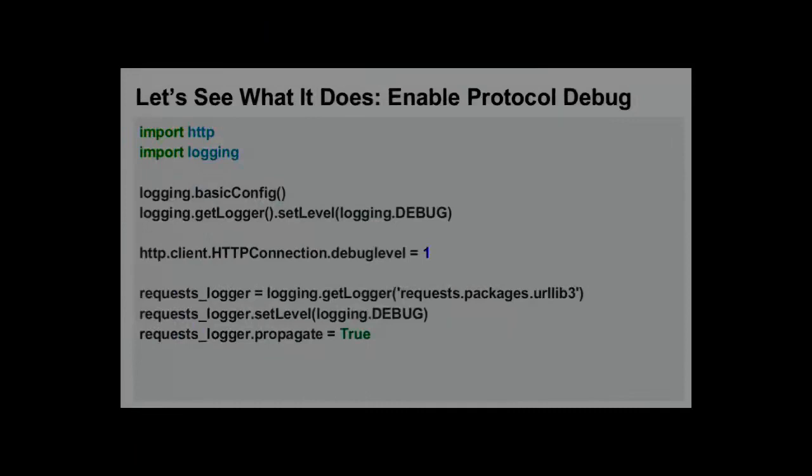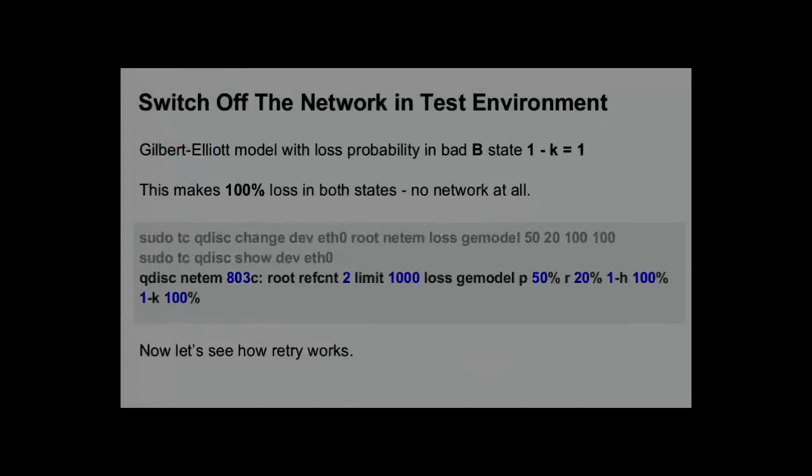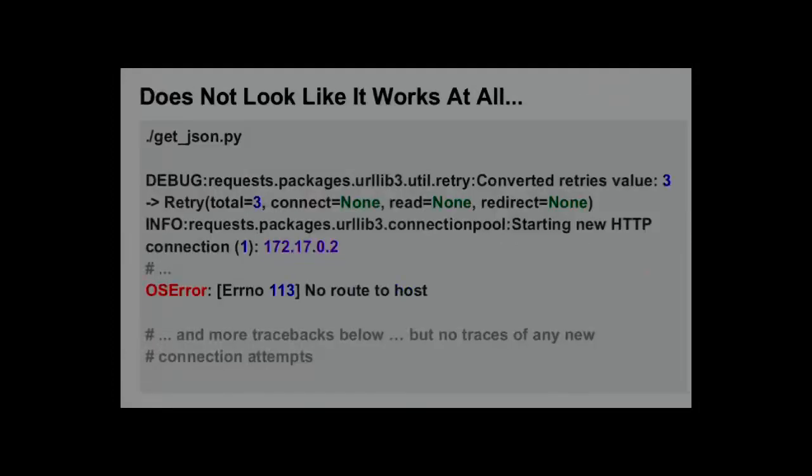And I enabled the protocol debugging just to check what it does. This is how you can do it. You just enable the Python logger for all the libraries you use in your stack. And I also disabled the network. With traffic control, you can just specify that it fails 100% in both directions, and you will have no network. So it's kind of a configurable network switch. I did it so I would get instant failure. And that's what I got.